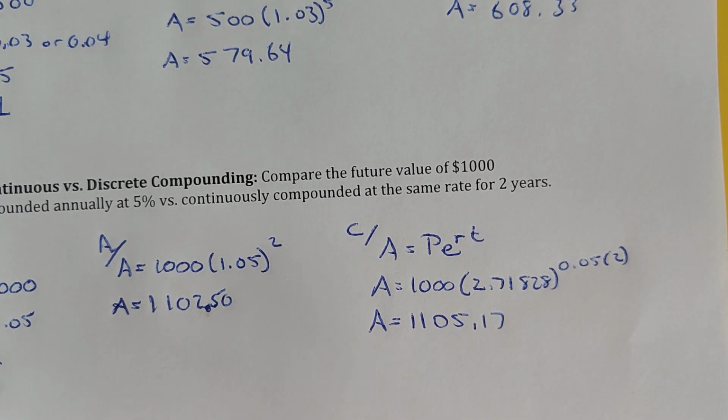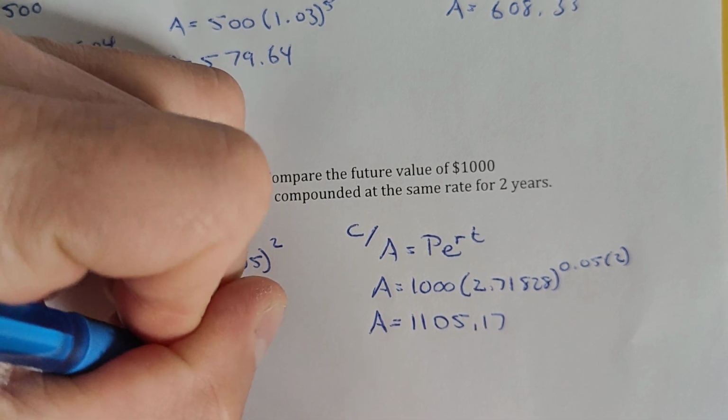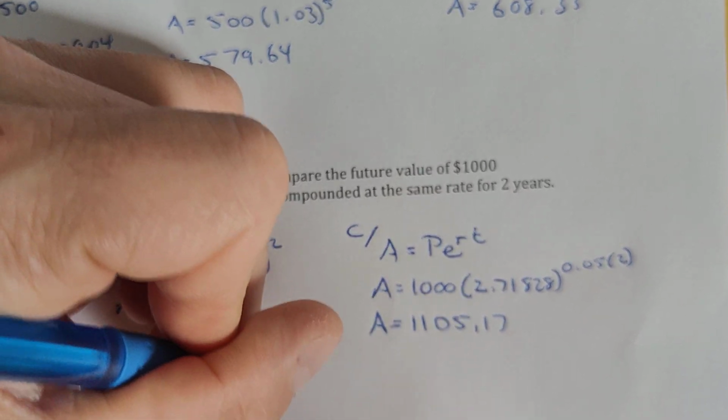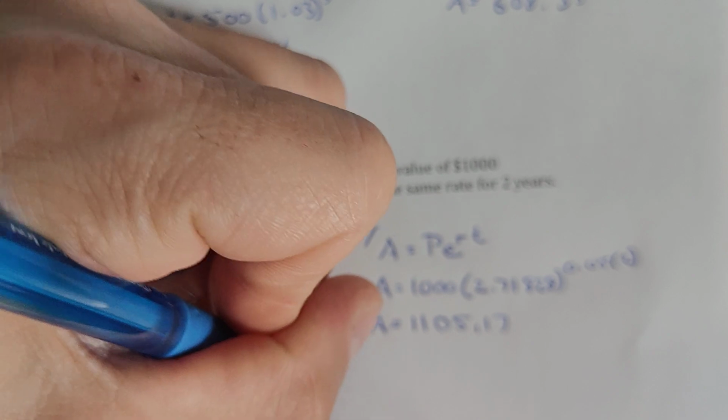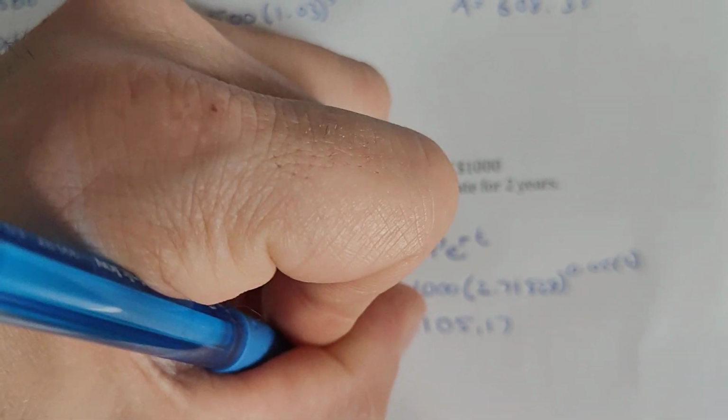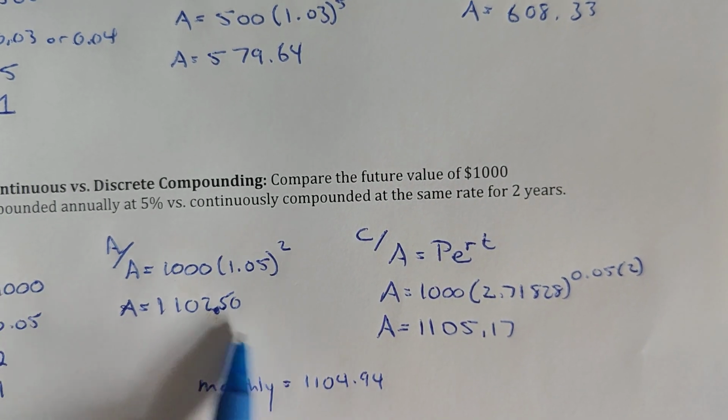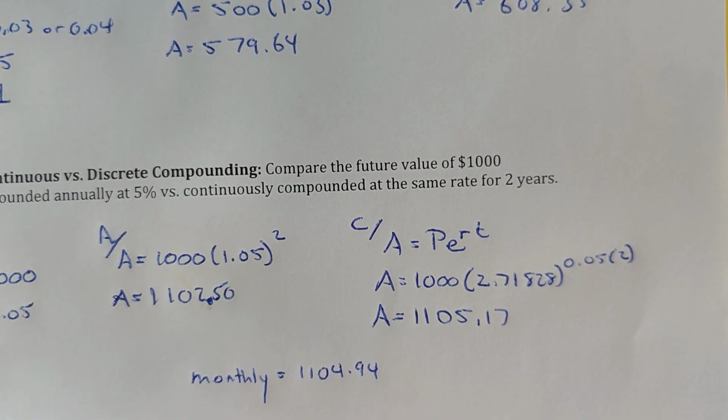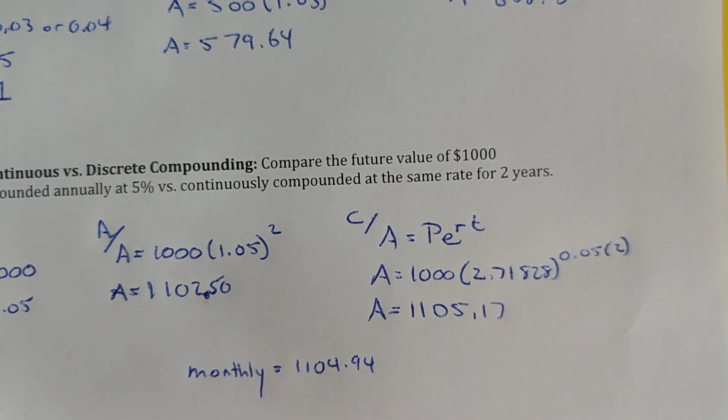Again, this is a short period of time, so you're not going to see a significant difference between the two numbers, but continuous over a long period of time would be more. Just to note, if you were to calculate the compound interest monthly, you would still only get $104.94. It's a little bit more here as we're increasing the time. The more times per year it's compounded, the more money you're going to make.